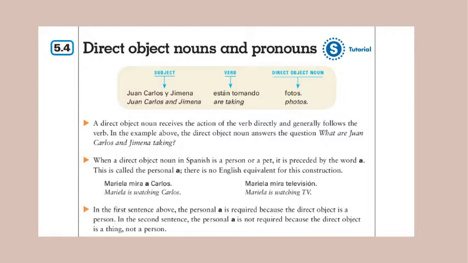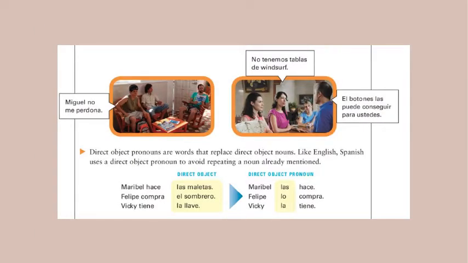Mariela is watching Carlos. In the first sentence above, the personal a is required because the direct object is a person. But if you look at the second one, Mariela mira televisión, Mariela is watching TV, the personal a is not required because the direct object is a thing, not a person.